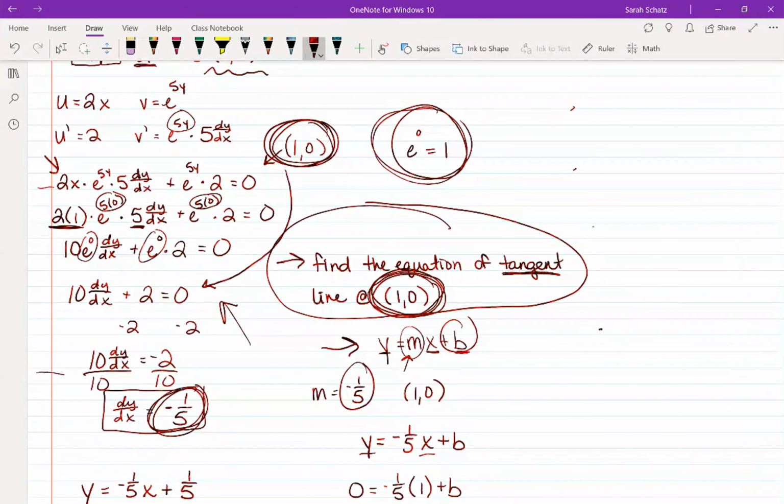Basically doing the same thing we do on all the other problems, with the extra step of the y equals mx plus b.